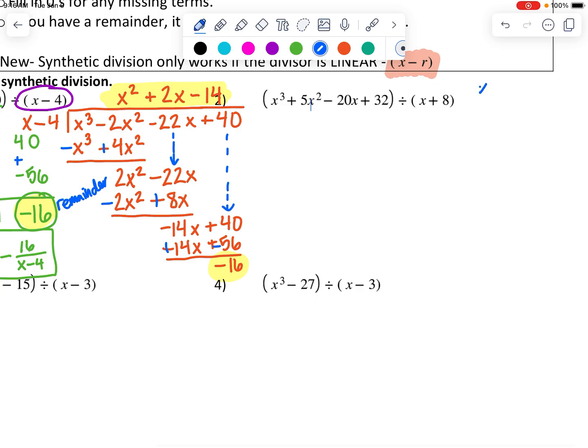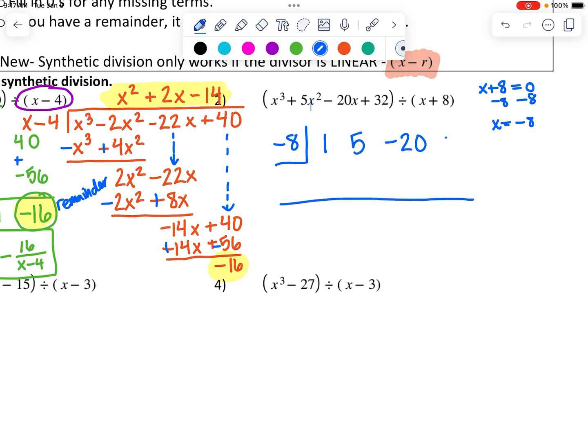So I take my x plus 8, set it equal to 0, and we solve. I'm going to use negative 8 for my synthetic division. And we are just taking our coefficients, not the actual x terms. So I have a 1x cubed, I have a 5x squared, I have a negative 20x, and I have a 32.